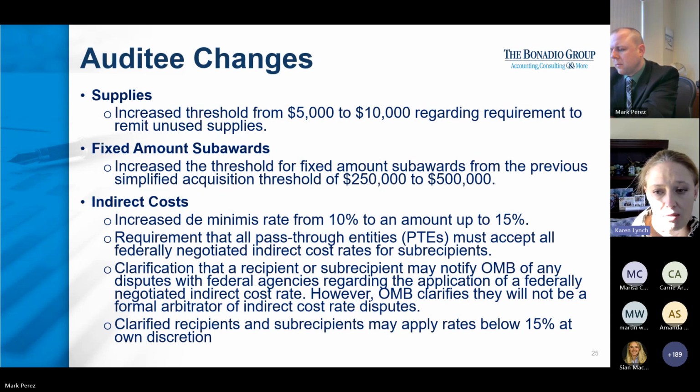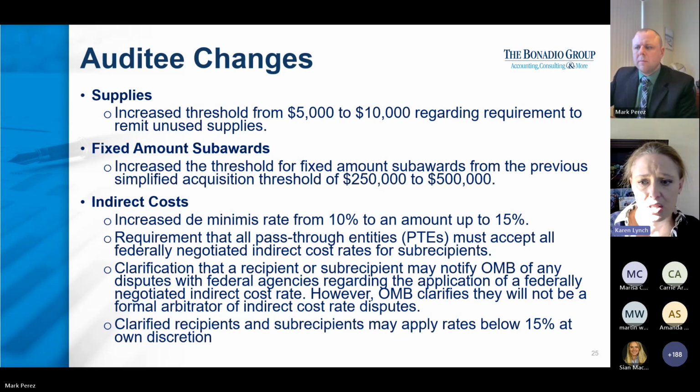Pass-through entities must accept all federally negotiated rates for subrecipients. So if you are a subrecipient of another organization and you choose to take the indirect cost rate, your pass-through entity has to abide by that and honor that rate that you elect, whether it's 8, 10, 12, 15%. They have to give it out and honor it as a use of your federal dollars. And then if you do ever have a dispute, you can contact the OMB and they can look into it with you in order to make sure that you're getting the rate that you're entitled to.